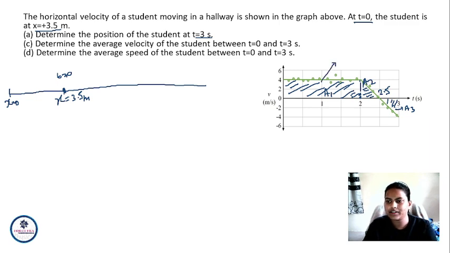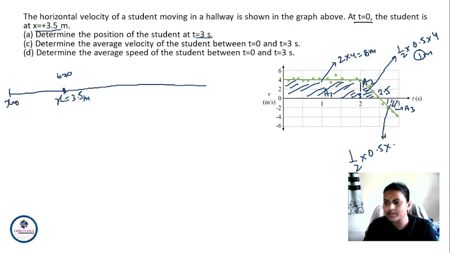So let's find out what is area 1. Area 1 is 2 into 4, it is 8 meter. And what is area 2? This triangle area, half base into height. Base is 0.5 and height is 4, so it would be 1 meter. And this A3 area is half base into height. Base is again 0.5 and height is 4, if I take magnitude, it would be 1 meter.